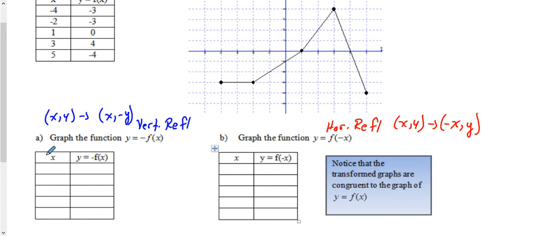So I'm going to copy down all my x values here because for my new function, the x values did not change. So we have -4, -2, 1, 3, and 5. My y values all change. So my original y value is -3, so it's going to become +3. Here it's going to become +3 as well. 0 is just going to remain 0. It was a +4, so now this one becomes -4, and -4 becomes +4.